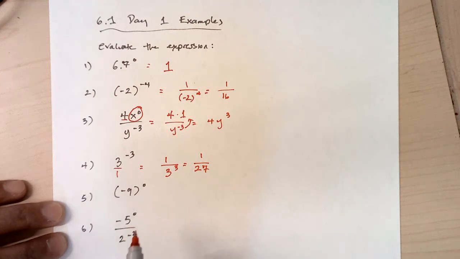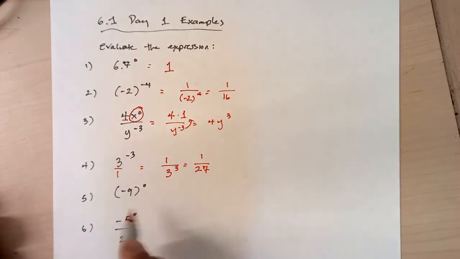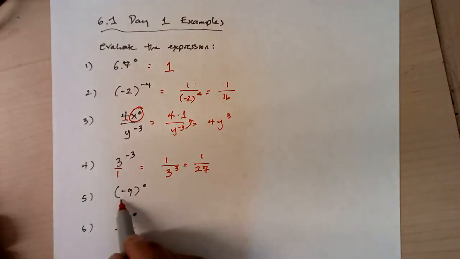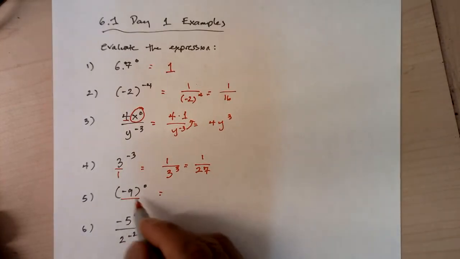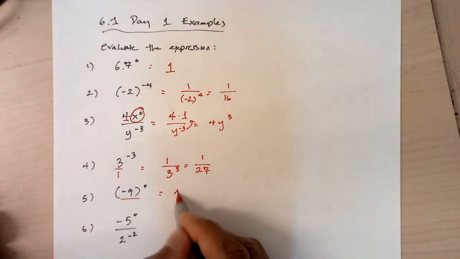Okay, number 5, negative 9 to the 0 power. I should have mentioned at the beginning of the video, but you should already know that. If you need to stop, pause the video, maybe to relook at a problem, do that because we might be going a little bit quick. But negative 9 to the 0 power, everything inside the parentheses is raised to the 0 power. Negative 9 is definitely not 0. So anything to the 0 power, 1.